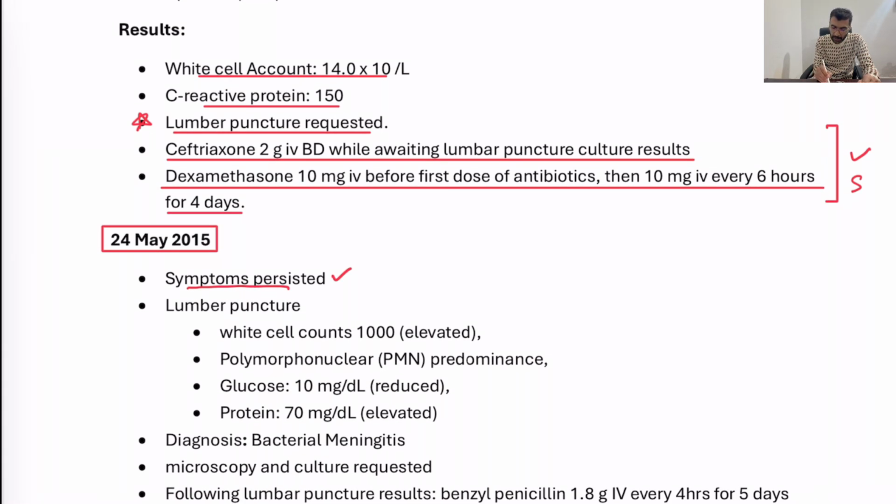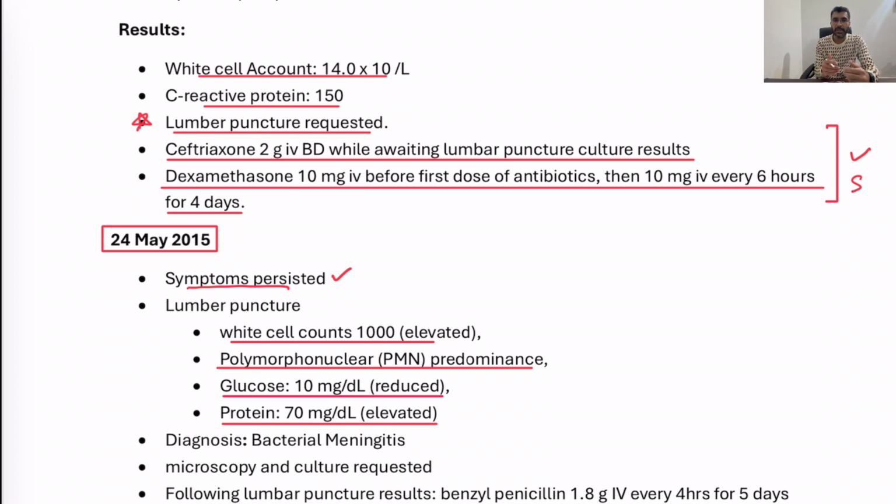Lumbar puncture report: white cell count is 1000, with polymorphonuclear predominance, showing bacterial meningitis. Glucose 10, which is reduced, protein 70, which is elevated. So we will include the LP reports, but we will write a summary of it. We can simply write that her lumbar puncture was suggestive of bacterial meningitis.